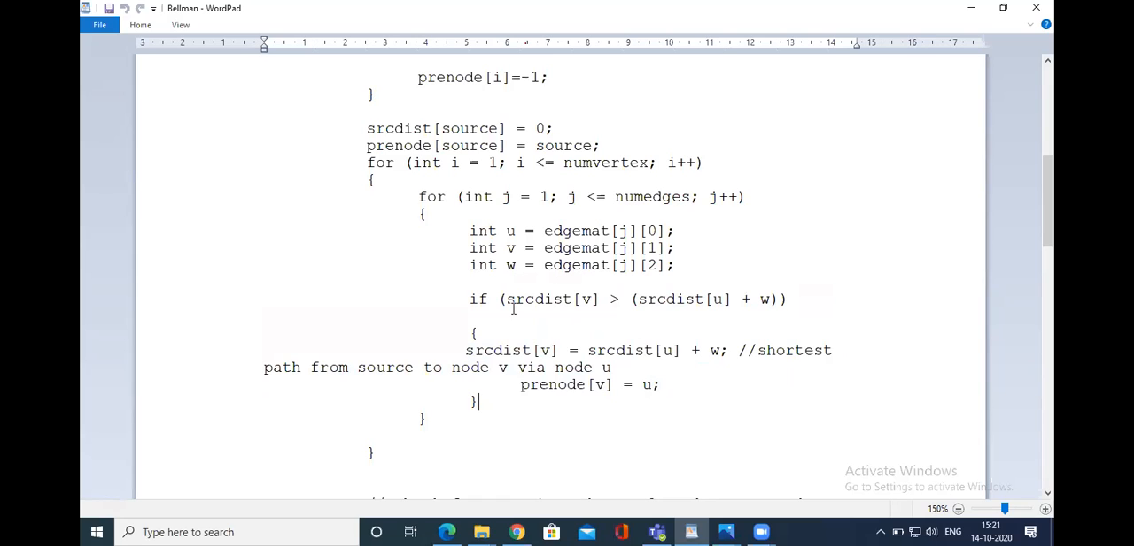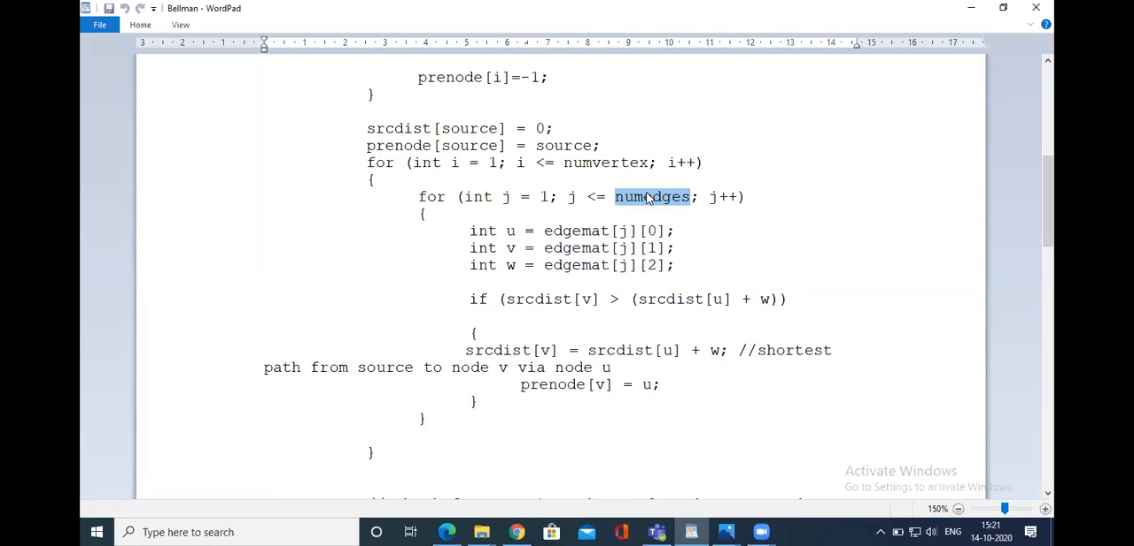So that itself is the program. In fact, the program is quite simple. If you understand the theoretical part, you find it easy to trace this program. This outer for loop is executed n minus 1 times. This inner for loop is executed once for each edge in the edge list, so if we have 8 edges, it will execute 8 times.